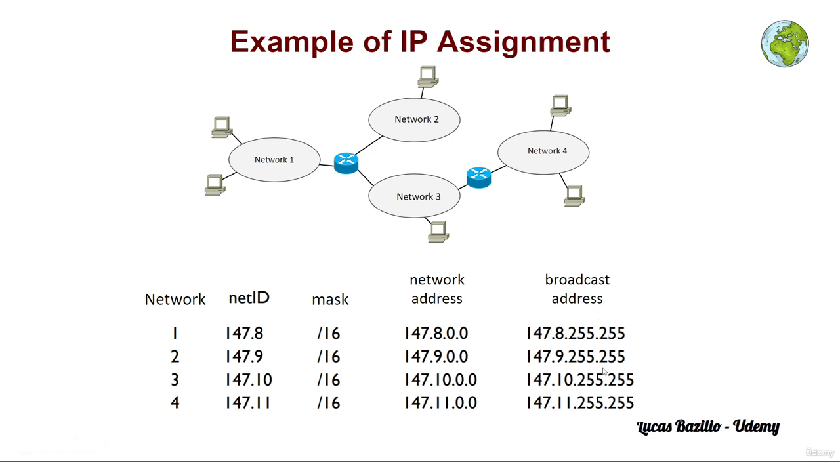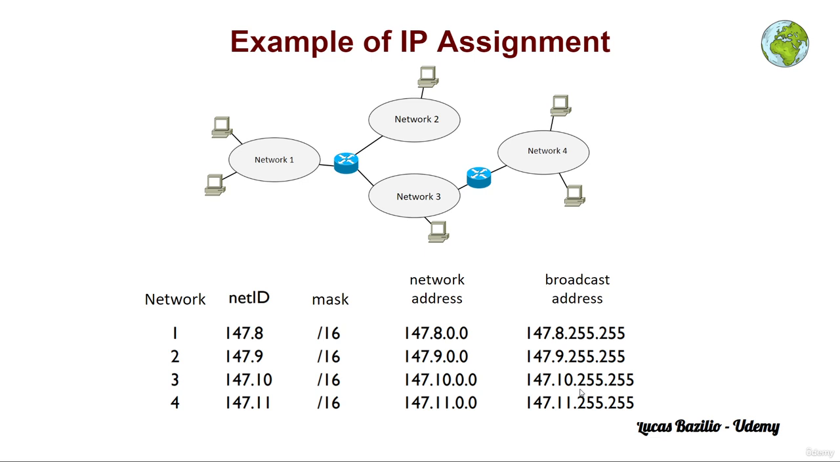The remaining networks are all analogous to this. It is the same idea. The net ID now is this one. If we want the network address, we select all 16 host ID bits to be 0, and for the broadcast address, all 16 bits to be 1. The same applies for network 3, as we can see, and for network 4.